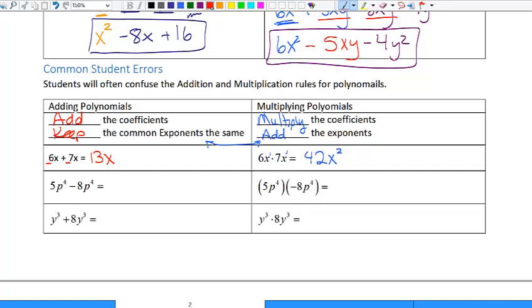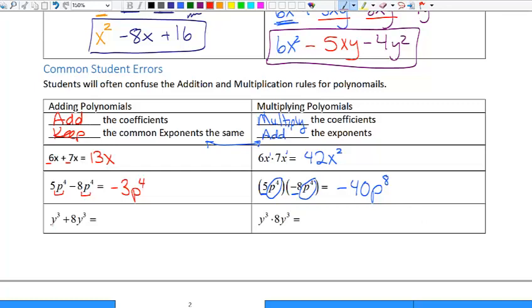Let's do it again. 5p to the 4th minus 8p to the 4th. Are the p to the fourth variables the same? Yes, they are. That means they're like terms. So I want to add or subtract the coefficients. In this case, 5 minus 8 is negative 3. And then what do you do with the p to the fourth? You keep it the same. Notice on the other side, I have 5p to the fourth times negative 8p to the fourth. Coefficients, positive 5 times negative 8, multiply them and get negative 40. Take the p to the fourth times p to the fourth, the exponents add together and get p to the 8th.